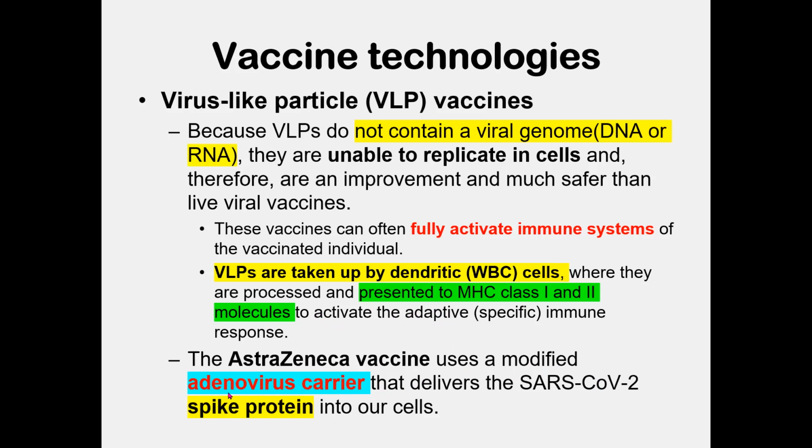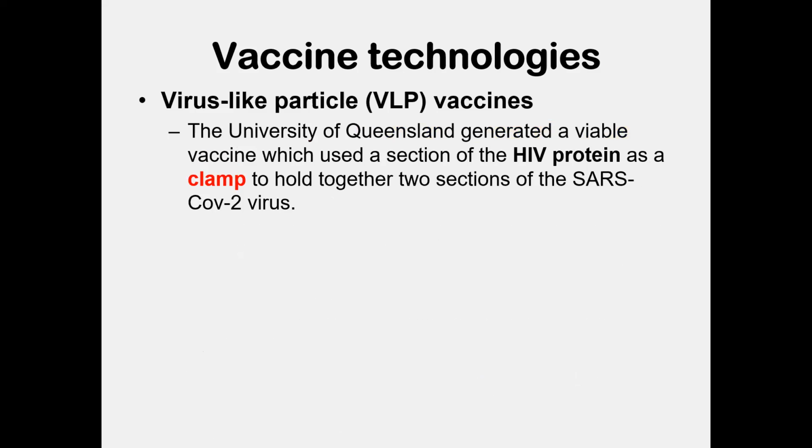AstraZeneca vaccine uses this, the adenovirus. But the adenoviruses are the ones that affect the lungs, give you a cold, that sort of thing, and a section of a spike protein was attached to the adenovirus, which has been modified so it doesn't infect us. And the University of Queensland didn't want to use an adenovirus; it used a section of the HIV virus protein as a clamp to hold it together.